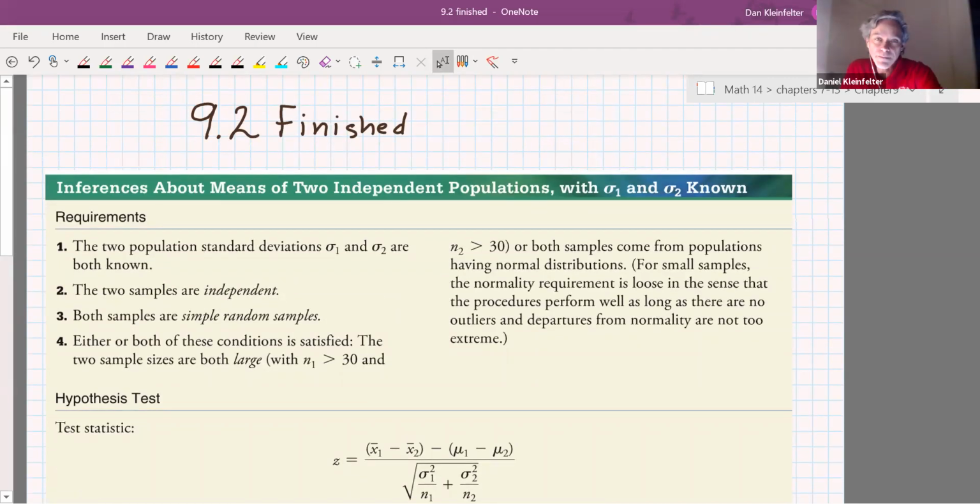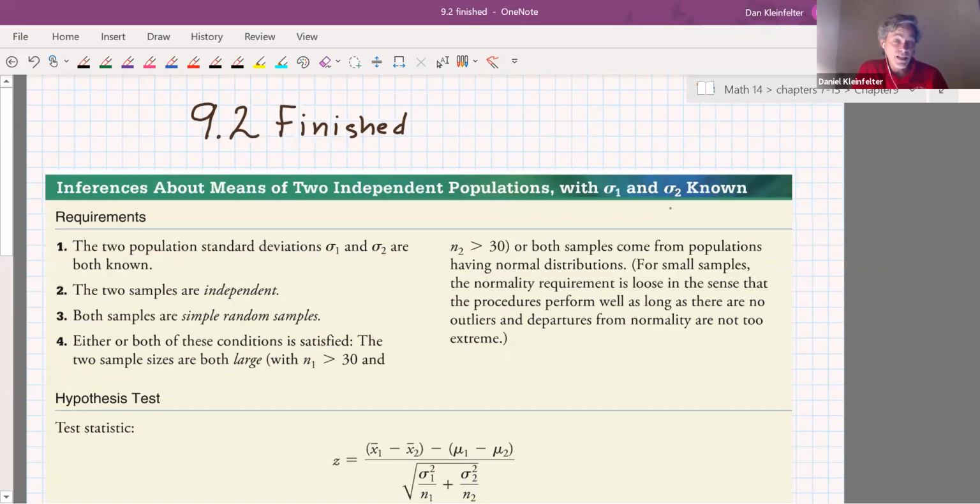Welcome back, everybody. In this video, we're going to be finishing up section 9.2. Where we had left off last time was we were doing a couple of examples where we had done a hypothesis test and a confidence interval for the means of two populations. So where we're going to start here is taking a look at the unlikely situation where we know actually the two population standard deviations.